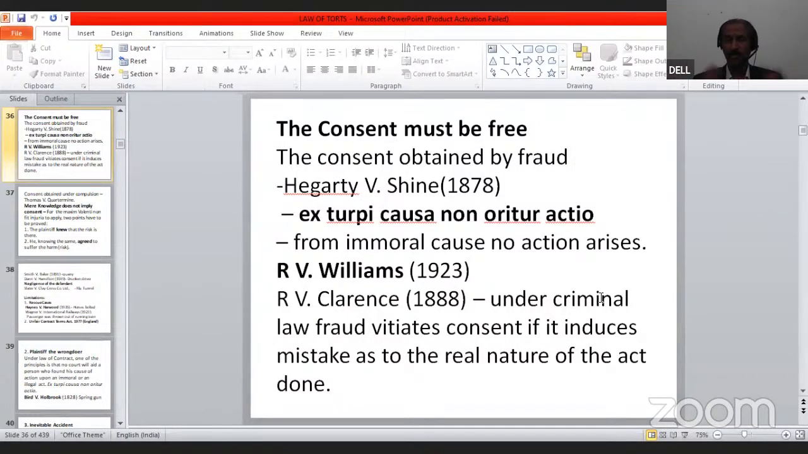Williams, the music teacher, contended before the court that she gave a voluntary consent. But by misrepresenting the fact, he took the consent, and she was also a minor, and hence he was convicted for rape.